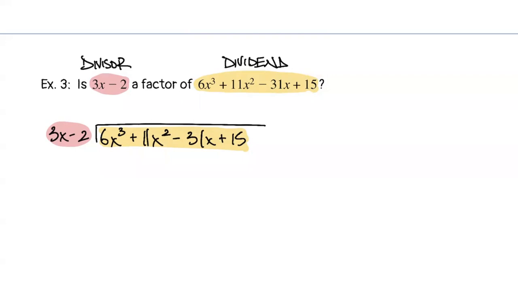Now, where we put this 2x squared is really important, okay? We don't want to put it on top of the x cubed term. We actually want to line it up with the x squared term. So that 2x squared, I'm going to put right on top of the 11x squared, okay? And now we're going to take this 2x squared and we're going to multiply it by 3x minus 2. So we're going to get 6x cubed. And what's the second term going to be over here?